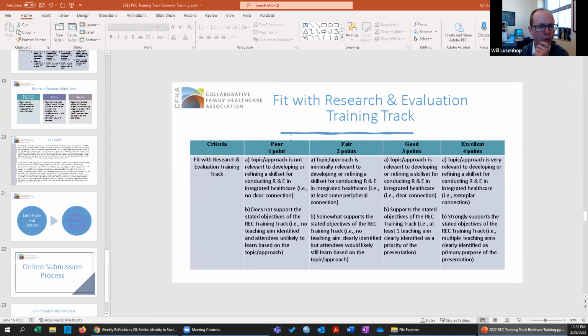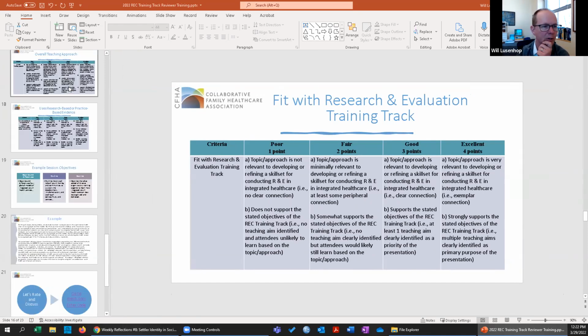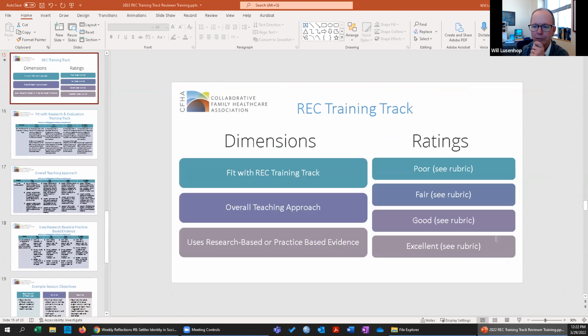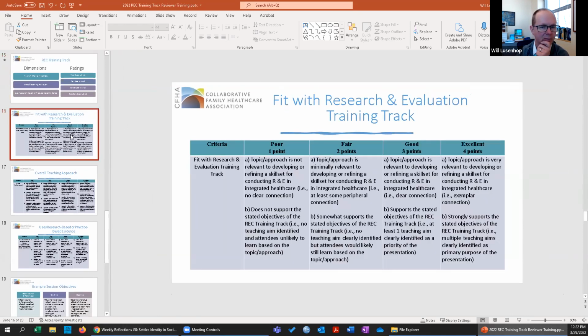So I'm just going to go through. If we go back real quick, here are the poor, fair, good, excellent. Here's the criteria, or the dimension, as I used the terminology on the other page. So we'll say the fit with the research and evaluation track, and then you would go across.